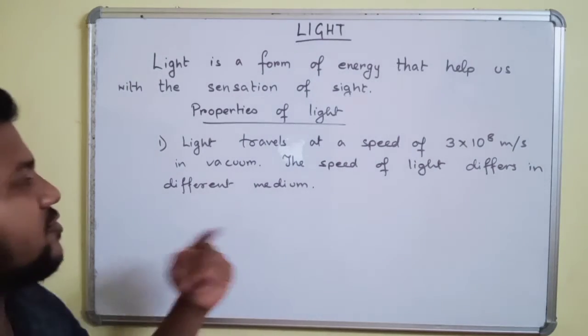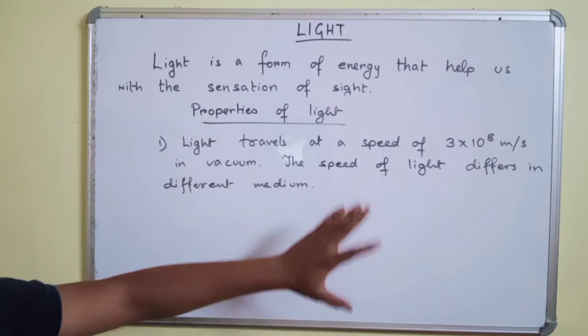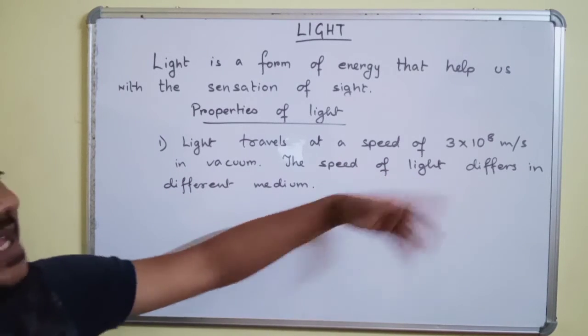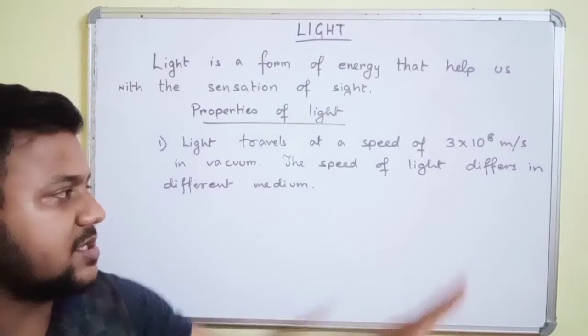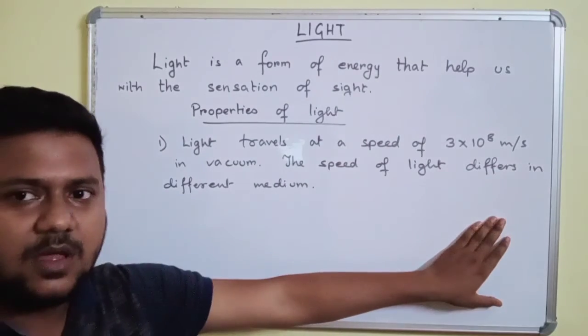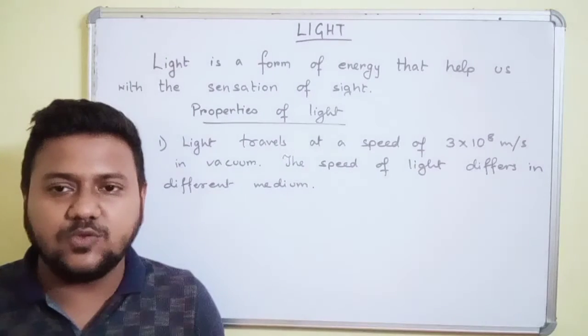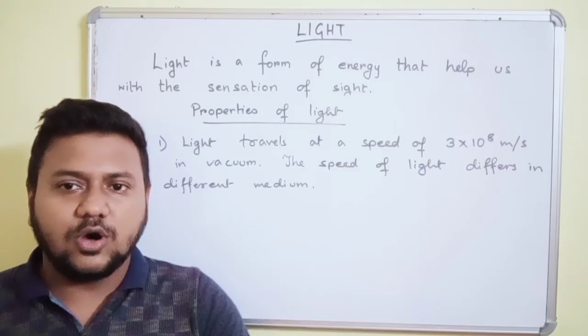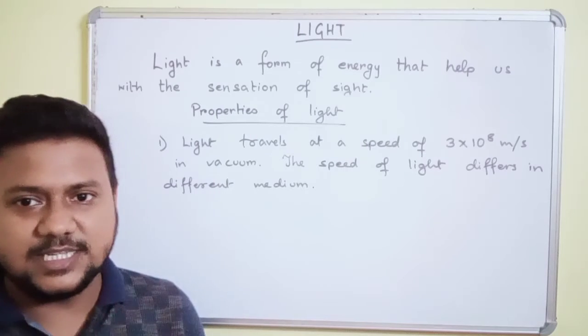Okay, moreover, we have to know that other than vacuum, if the light enters the atmosphere, it has a change in its speed because of the different densities of substances or different density of the medium. So when light travels through water, it has a different speed. When light travels through kerosene, it has a different speed because of the different densities.